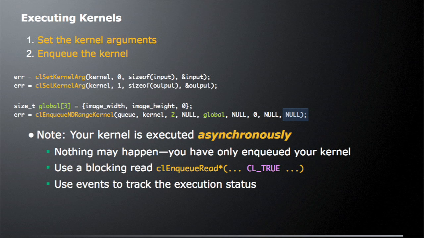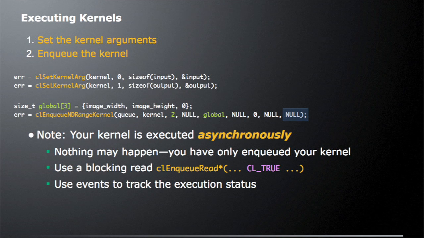To set the arguments, we're going to use the function called cl set kernel arg. In this case, the first argument is the kernel that we care about. The second argument is the index of the argument we want to set, then the size of that argument, and then the actual argument. In the first case, we're telling it: take the kernel object named kernel, set the zeroth argument with the size of input to the value input, and then we're going to set the output the same way we did with the input, but instead we'll say set the output.